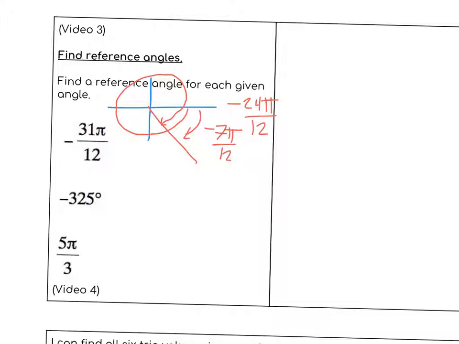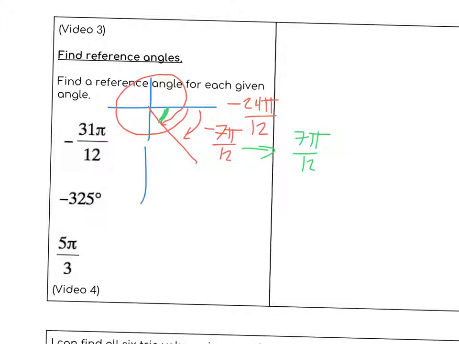And hey, that's almost a reference angle, because we know that a reference angle is the positive angle formed with the x-axis. So if we're taking this as a rotation of negative 7 pi over 12, the reference angle itself would be the same thing, but positive 7 pi over 12.